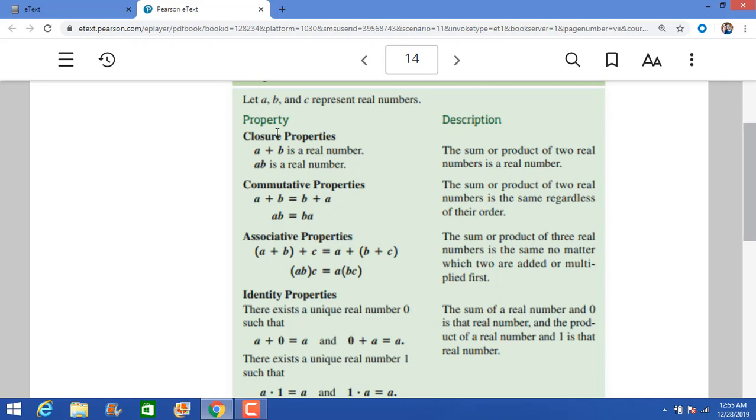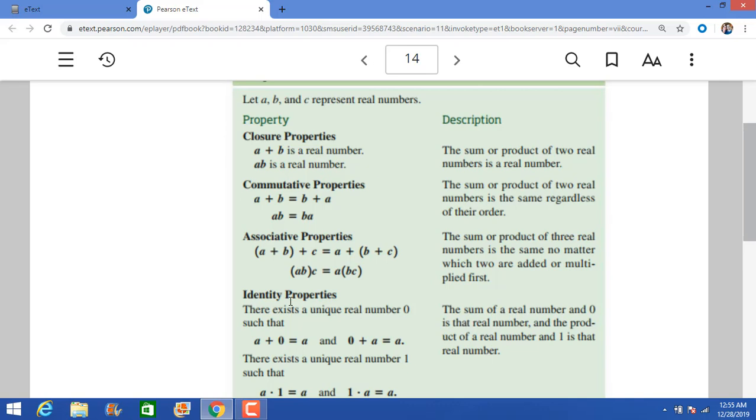Commutative properties. That means the order doesn't matter. So the commutative property works for both addition and multiplication. It means that it doesn't matter the order in which you add or multiply real numbers, you'll get the same result.